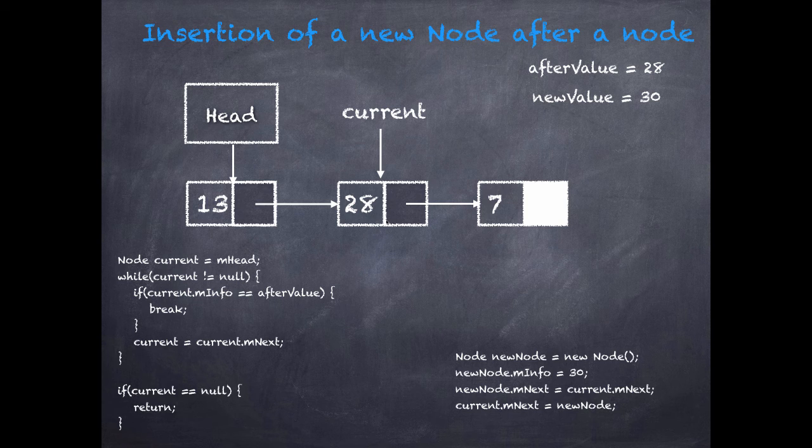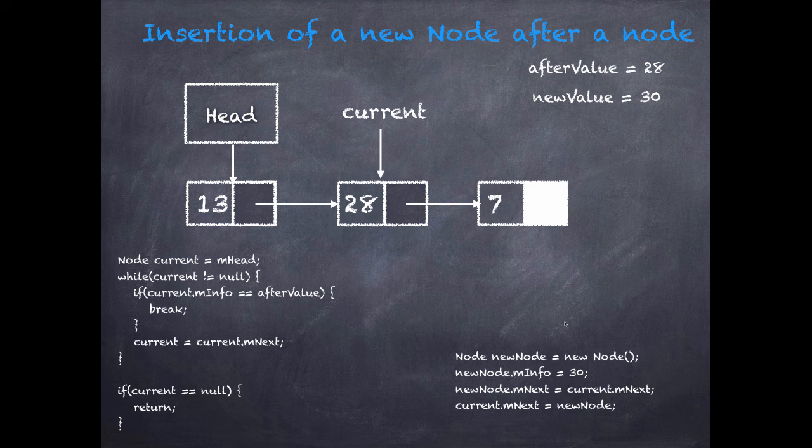Current is not null as it refers to this node 28. Current.info, which is 28, is equal to the after value, which is 28. As a result, the break is executed and we break out of the while loop. Since current is not null as it refers to this node, this if block is not executed.